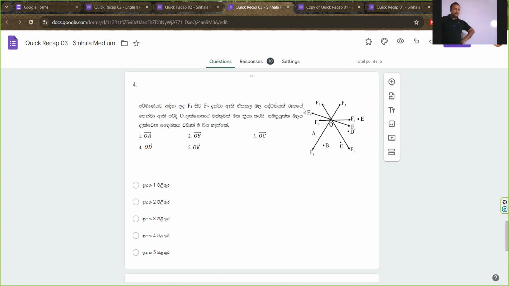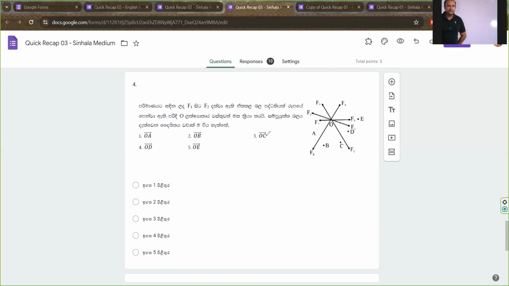In a situation like this, there is a small thing to do. You can use a ruler. If you can use your mind, then the ruler won't be required. But if you want to use a ruler, you can, because the vectors represent magnitude and direction. So the length of this vector should correspond to the magnitude of that vector.